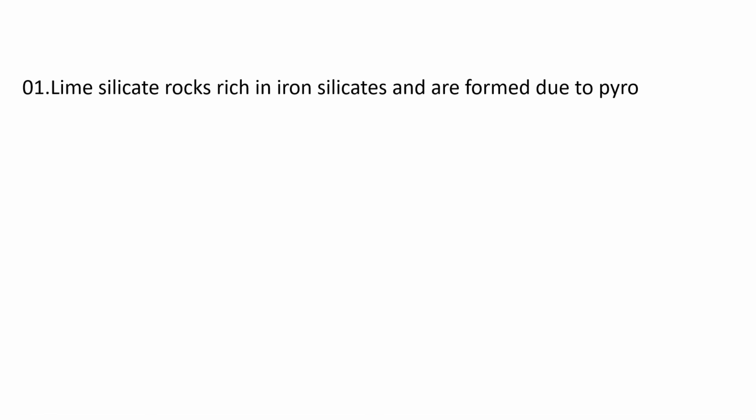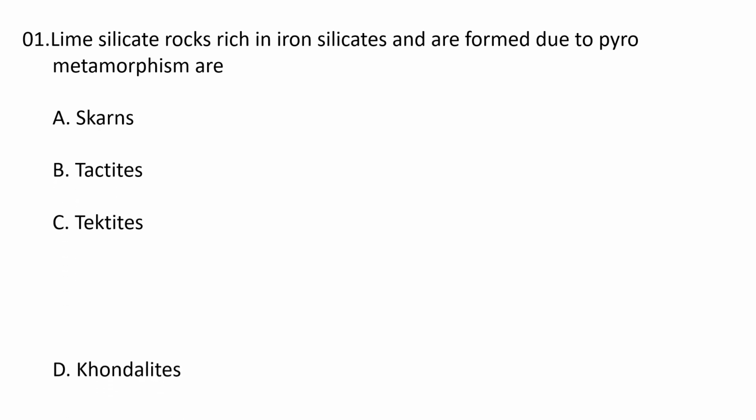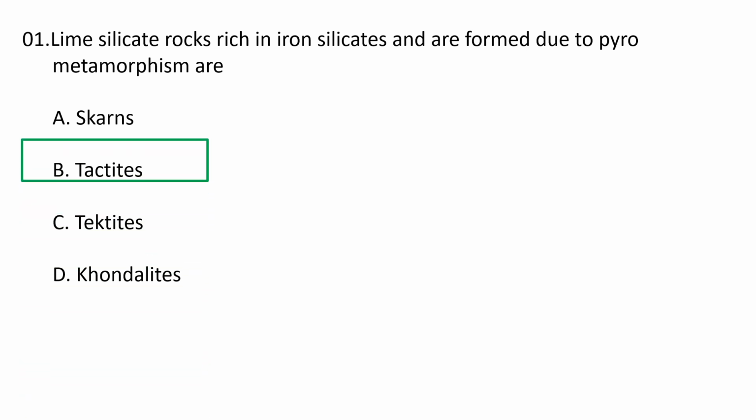Lime silicate rocks rich in iron silicates and formed due to pyrometamorphism are known as. Choices are A. Skarns, B. Tactites, C. Tektites, D. Khondalites. So the correct answer is skarns.